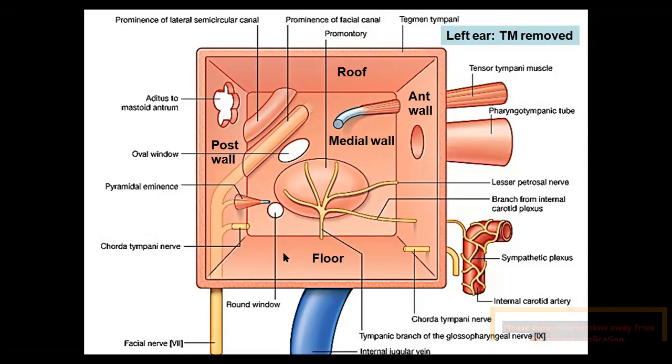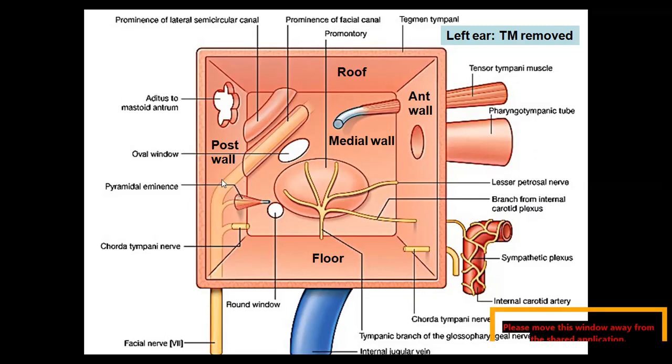Then we have the anterior wall. I told you there is a tube connecting with the nasopharynx. What is the tube? The pharyngotympanic tube, also called the eustachian tube. Superiorly in the anterior wall, we have the tensor tympani muscle. The anterior wall is also related to other structures like the branch from the internal carotid plexus, which is very close to the internal carotid artery, and the chorda tympani nerve. The chorda tympani is related to the anterior wall. It is also related to the posterior wall. This is actually the facial canal.